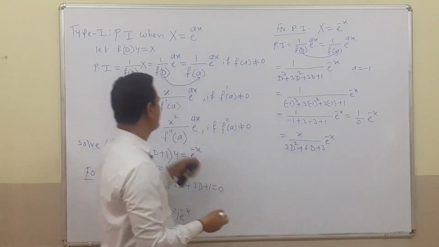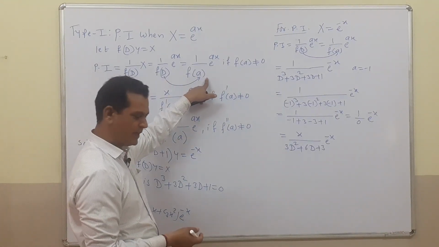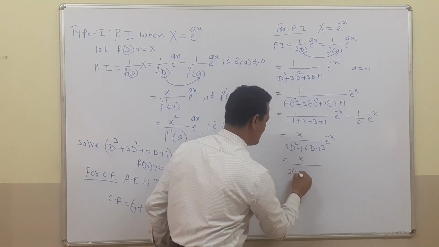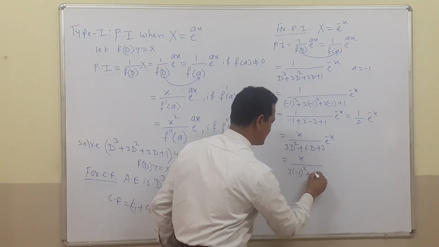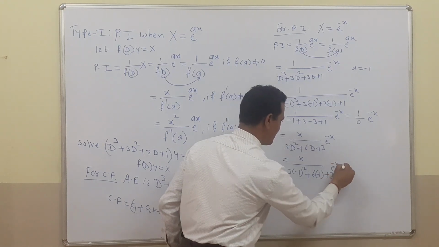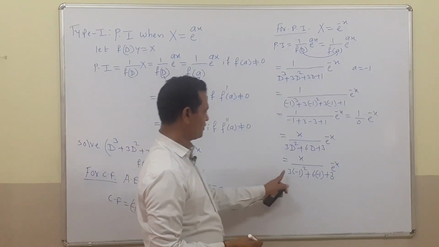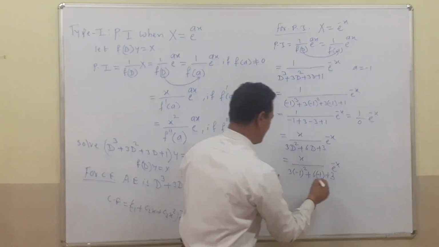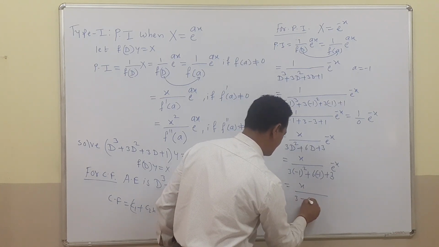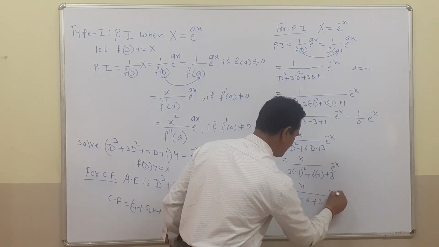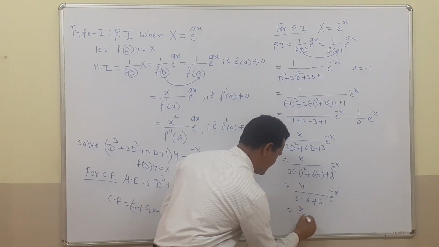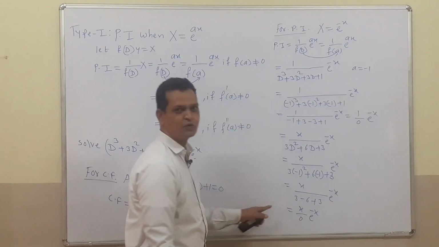So once again apply the same formula, replace d by a. So we get this as x upon 3 into minus 1 square plus 6 into minus 1 plus 3 e raised to minus x. So what is the value of denominator again? So we get this as x upon 3 minus 6 plus 3 e raised to minus x. So again here we observe that this denominator term is 0, that means x upon 0 e raised to minus x.